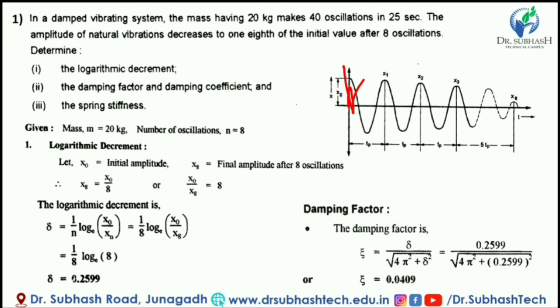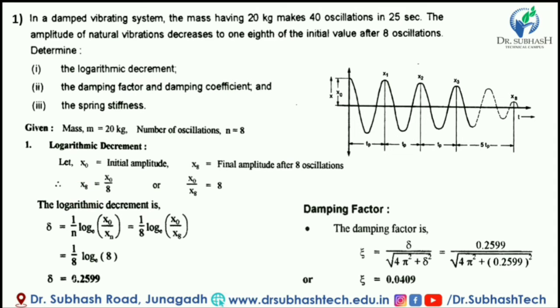Okay, as shown in the figure, x0 is the initial amplitude of the initial cycle and x8 is the amplitude of the 8th cycle. Now the relation is given that the 8th cycle amplitude is reduced 8 times from the initial amplitude. So x8 is equal to x0 by 8.